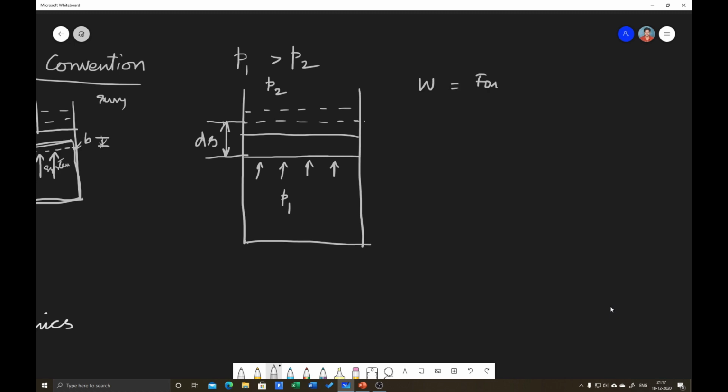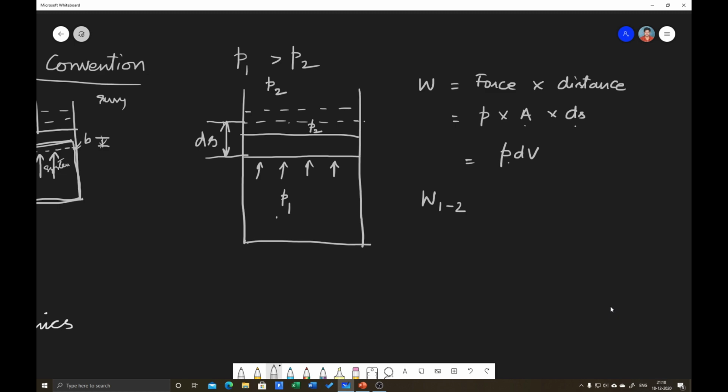So work is equal to force into distance. This derivation we have done many times. Force into distance or displacement. Force can be written as pressure into area multiplied by ds, so this can be written as PdV. Area into displacement is volume, that is change in volume. Here pressure is not constant. Initially it is P1, and finally, whenever the piston reaches the end of the movement, the pressure becomes P2.